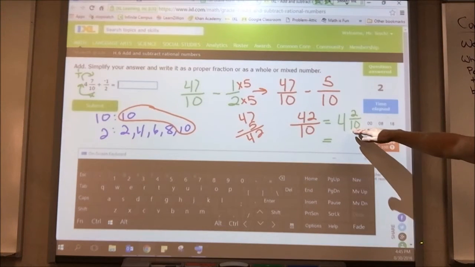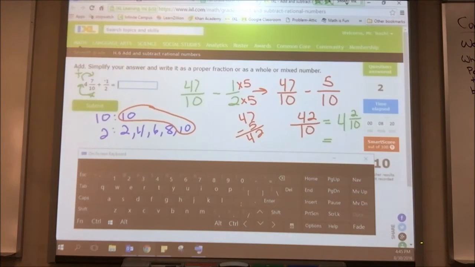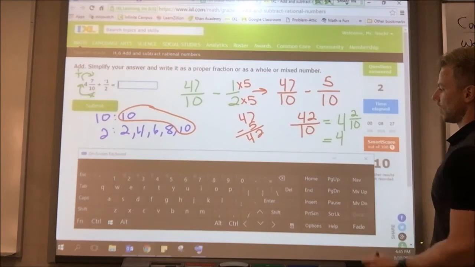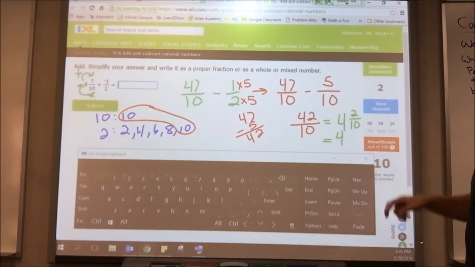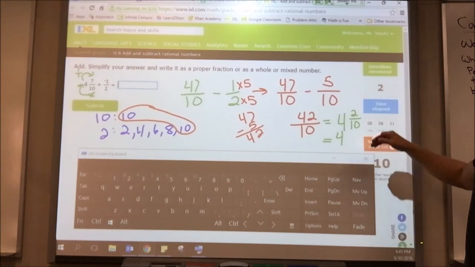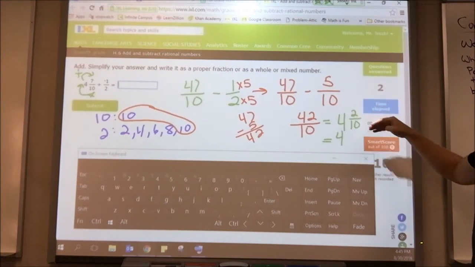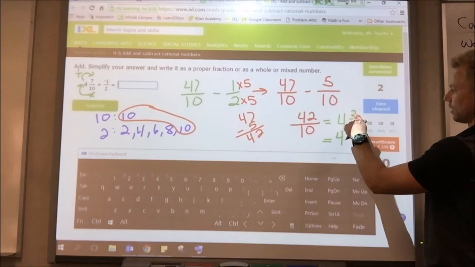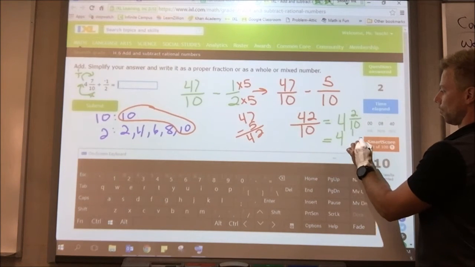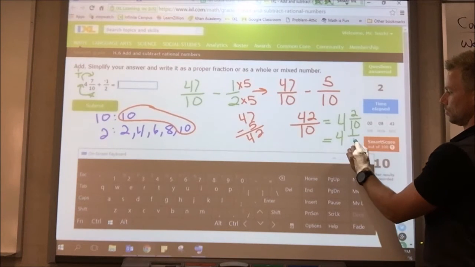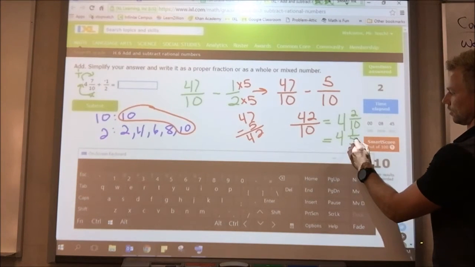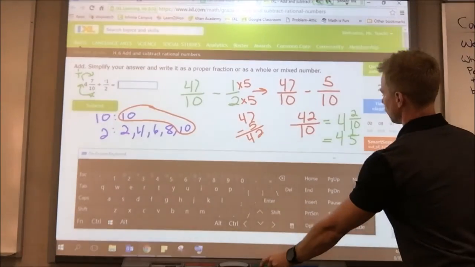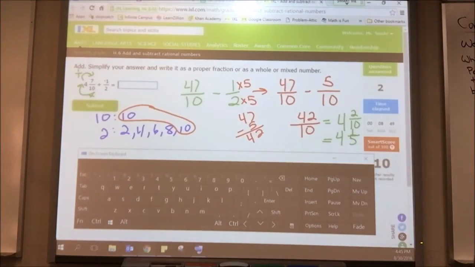Now we have a mixed number, but we have to have a mixed number that is reduced as much as possible. So the 4 will stay the same. 2 over 10, though, can be reduced. What goes into 2 and 10 evenly? That would be 2. We can divide 2 by 2 to get 1, divide 10 by 2 to get 5. So 4 and 1/5 would be our final answer.